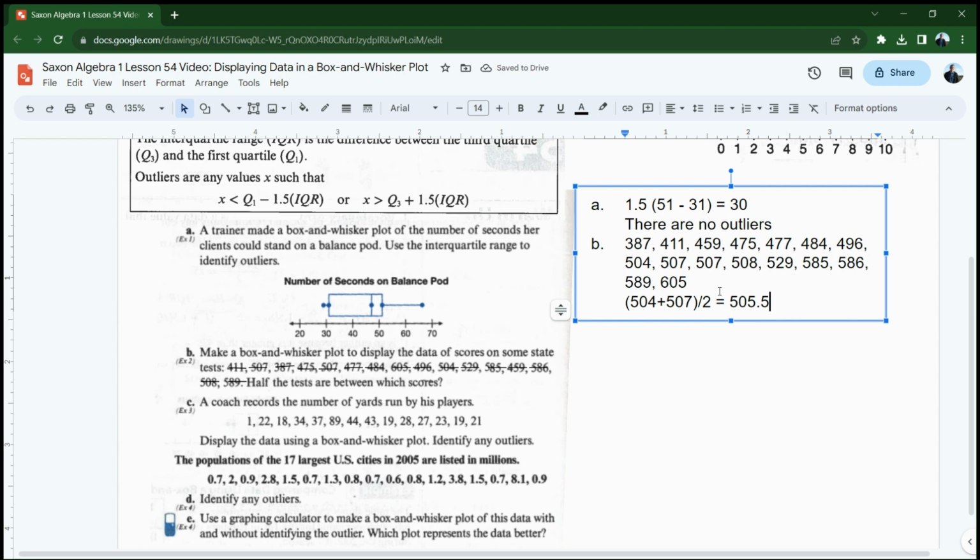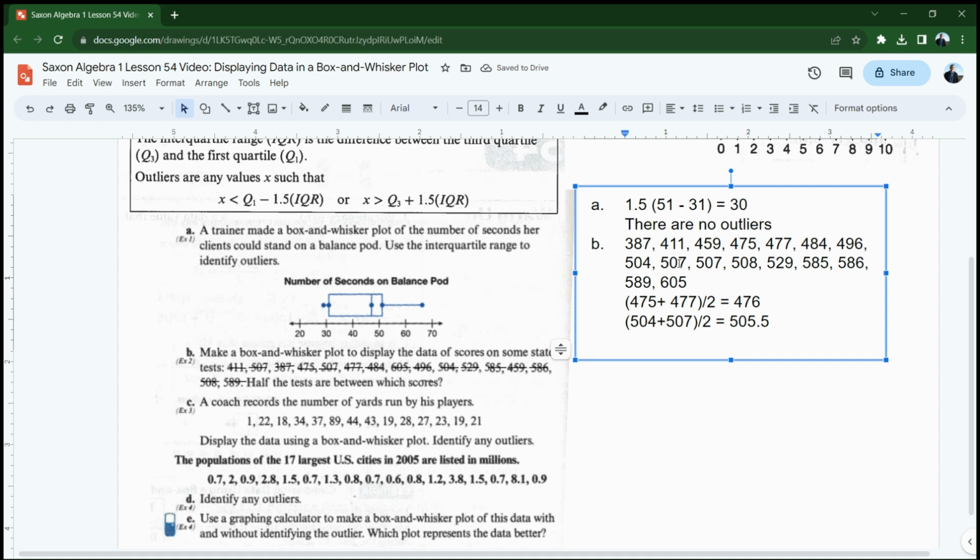All right, so if 505.5 is my median, where is my first half of the data going to be? Okay? So my first quartile is going to be the median of the first half of my data. And when I'm considering the first half, I'm just considering these 8 values. That's going to be between these two. That's going to give me 475 plus 477 over 2 as my first quartile.